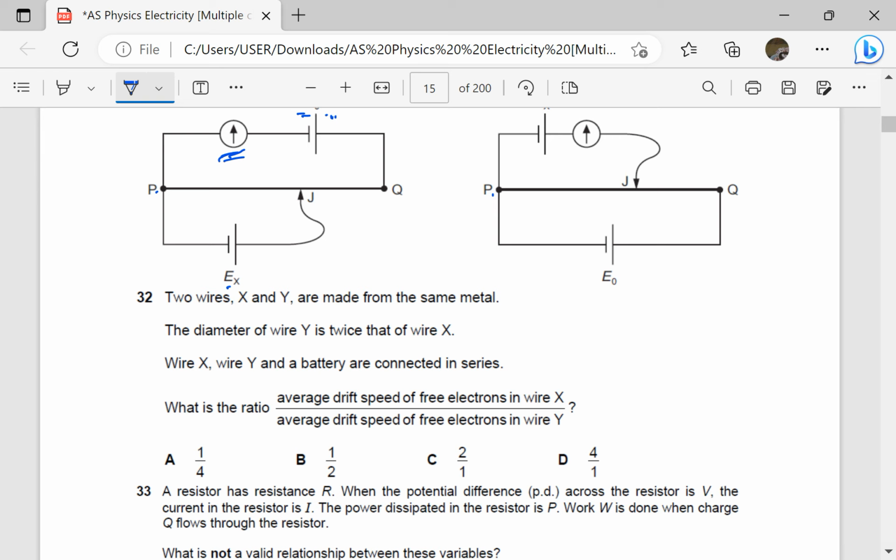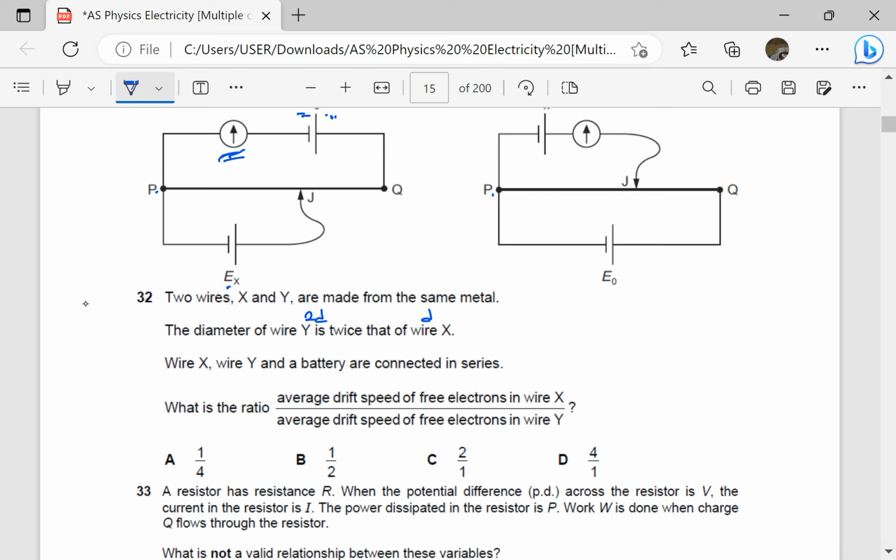Two wires, X and Y, are made from the same metal. That means they have the same resistivity. The diameter of wire Y is twice that of wire X. X is D, Y is twice D. Wire X, wire Y, and the battery are connected in series. That means the current is the same. What is the ratio of the average drift speed of free electrons in wire X to that in wire Y?